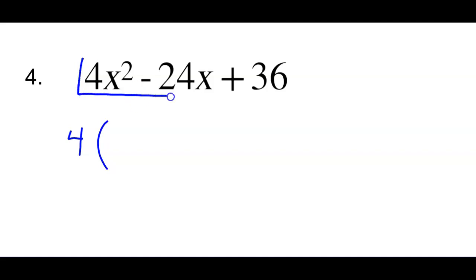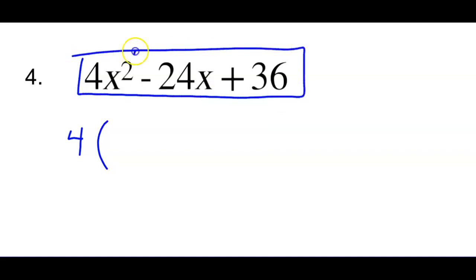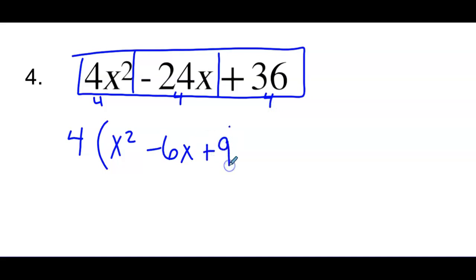So if I put these in a box, okay, 4x squared, if I divide that by 4, I would get x squared. If I divide this by 4, I would get -6x. If I divide this by 4, I would get +9, correct? Yeah, that is true. Okay, now I want to do box and diamond with just what's on the inside. My 4 is just out here, and we'll talk about what we're going to do with that later, okay?